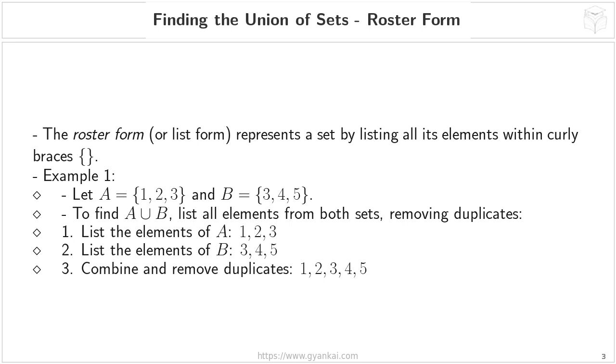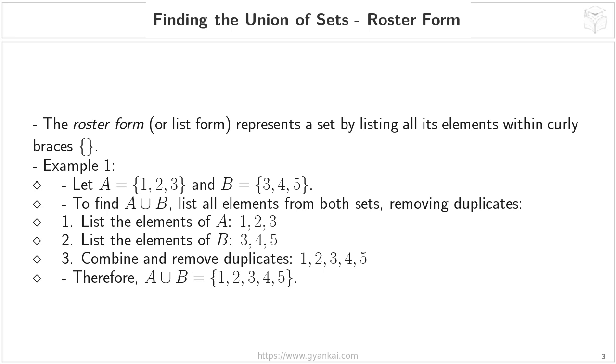Now this is the crucial part. We combine these lists, but we need to remove any duplicates. If we just wrote everything out, we'd have 1, 2, 3, 3, 4, 5. But remember, in a set, each element is distinct, so we only write the 3 once. Therefore, when we combine and remove duplicates, we get 1, 2, 3, 4, and 5. So, A ∪ B is equal to the set containing 1, 2, 3, 4, and 5, enclosed in curly braces. This is the basic process for finding the union of sets in roster form. We'll see another example on the next slide, and then we'll explore how to visualize this using Venn diagrams, which can be really helpful, especially when dealing with more complex sets.